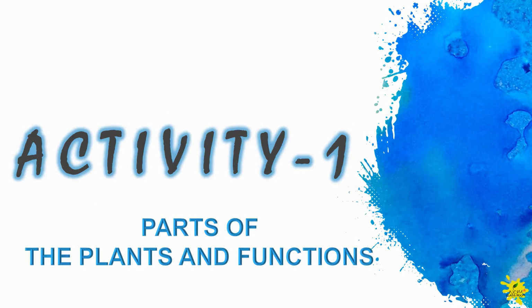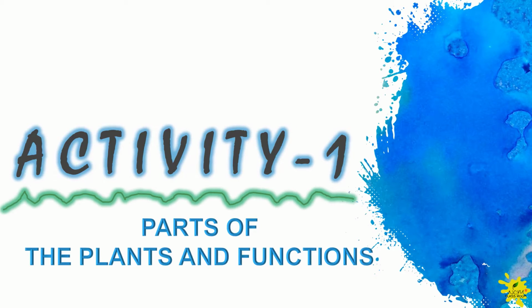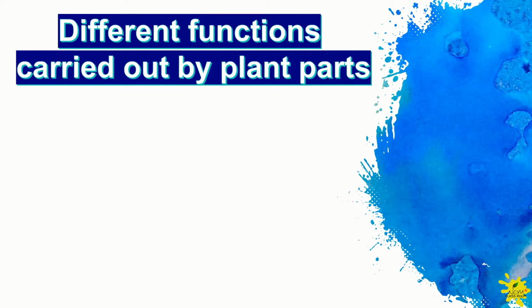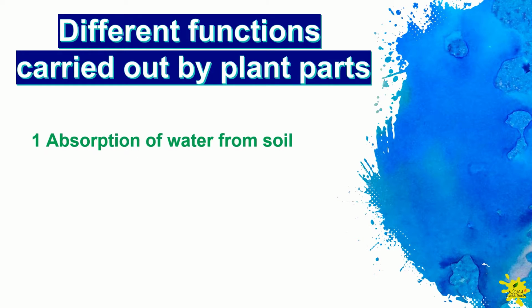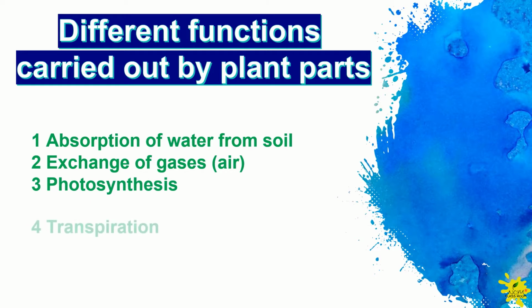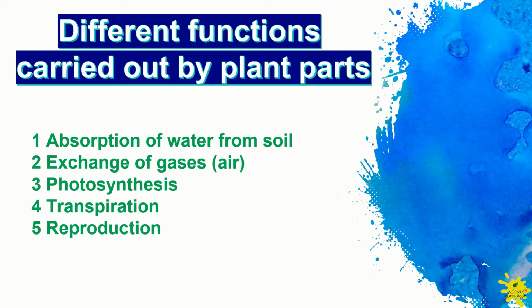Now let us see activity 1, parts of the plants and their functions. Different functions are carried out by plant parts: absorption of water from soil, exchange of gases, photosynthesis, transpiration, and reproduction.